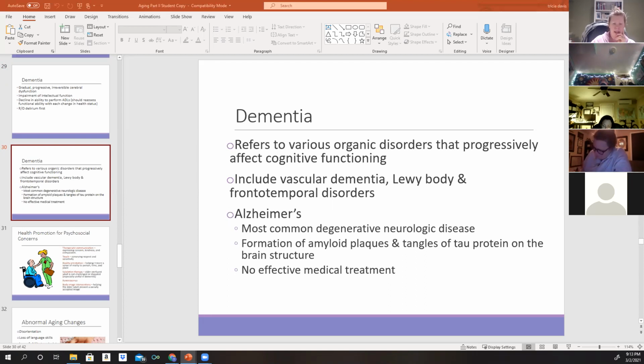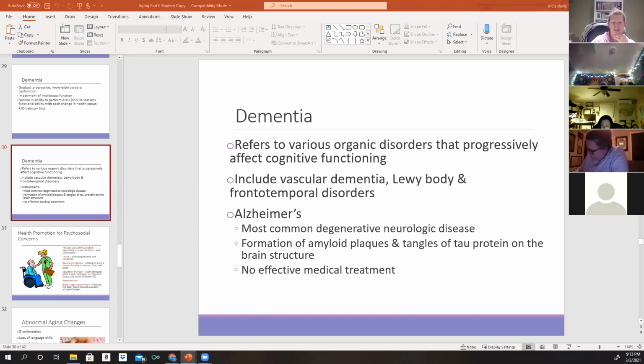What happens with Alzheimer's is that in the brain structure, the brain starts to form what they call amyloid plaques. They also call them tangles of tau protein. So it's this buildup in the brain. You can actually see it on MRIs. At this time, there is no effective medical treatment. There's no cure for it.